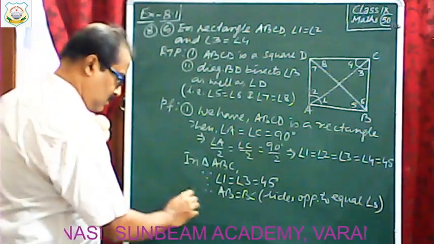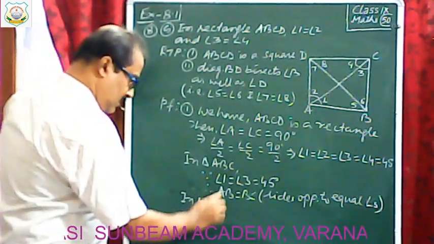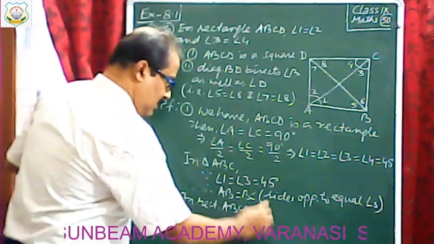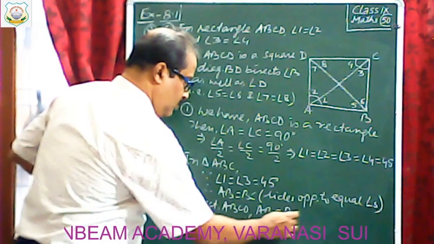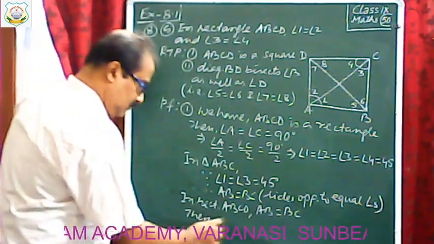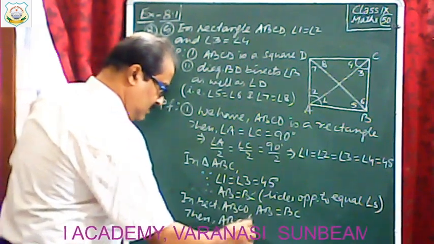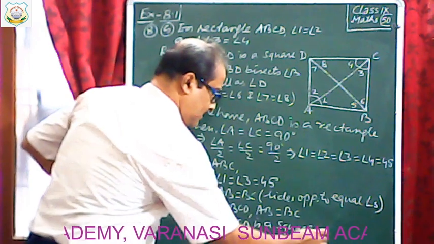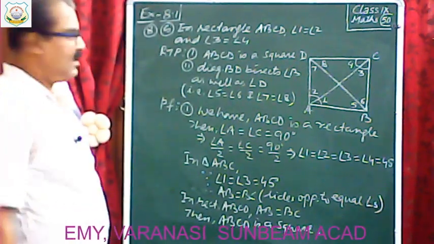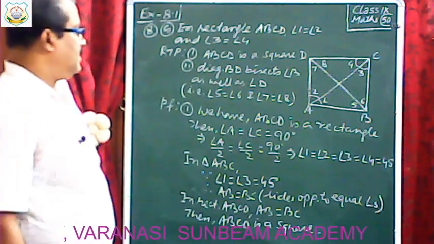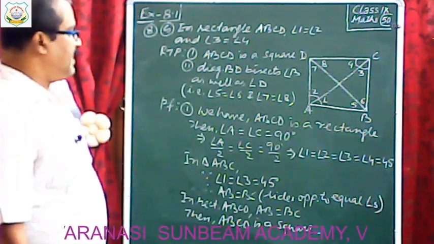So in rectangle ABCD, AB equals BC, then ABCD is a square. Okay, and then after that we have to prove the second one: diagonal BD bisects angle B as well as angle D.